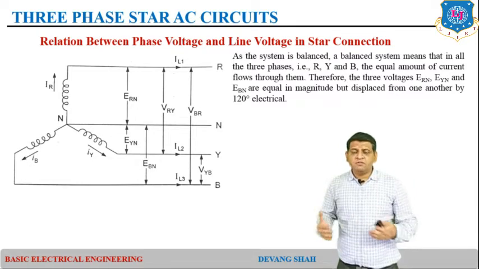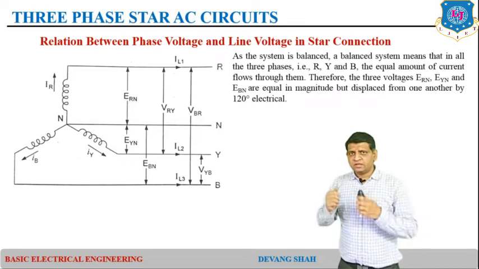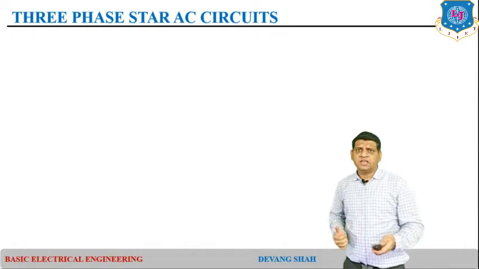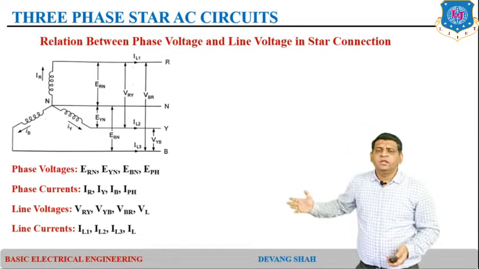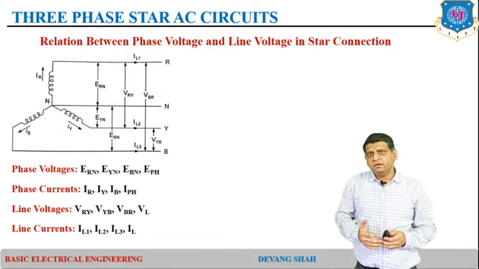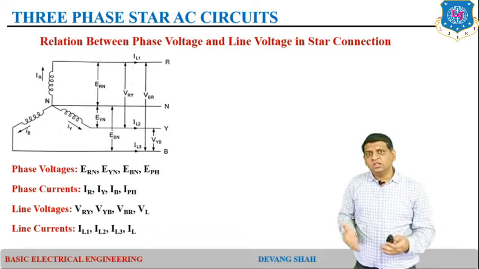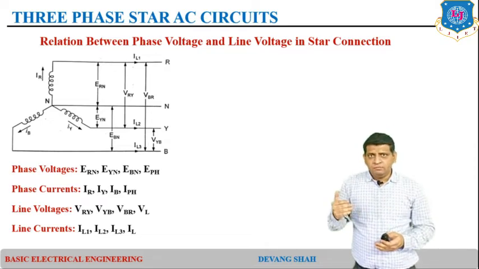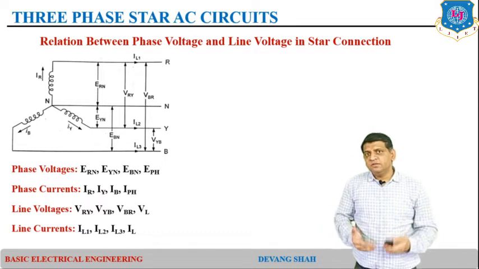So with this respect, if you are finding the phase voltages, line voltages, phase currents and line currents, that way if we discuss further within the same circuit, you can see from this particular network that the phase voltages are nothing but ERN, EYN, EBN and EPH. I consider ERN to be the voltage between the red phase and the neutral common terminal.